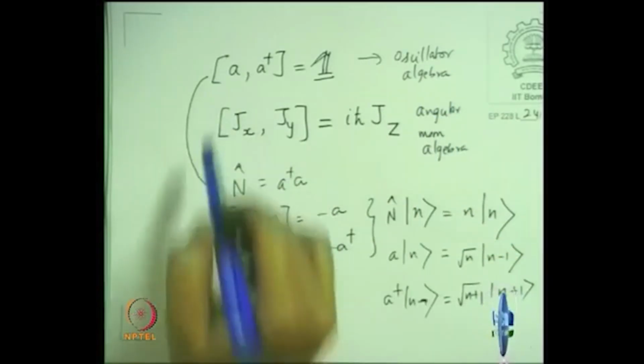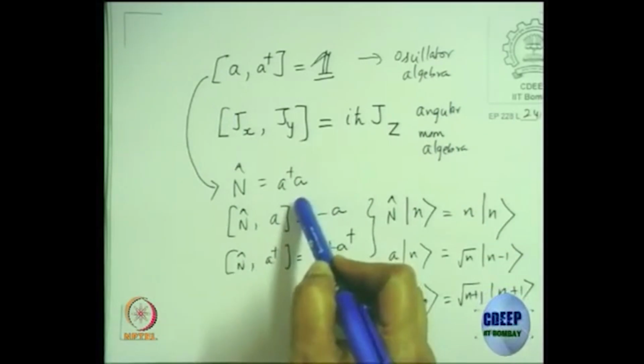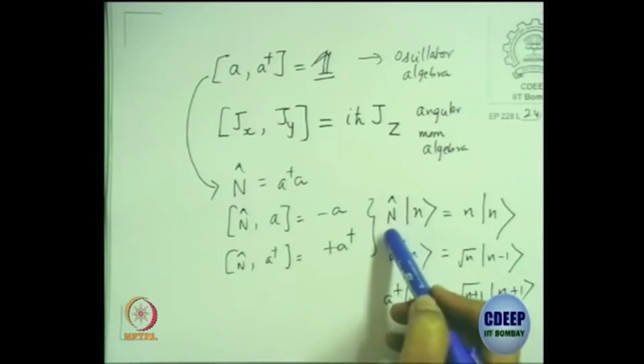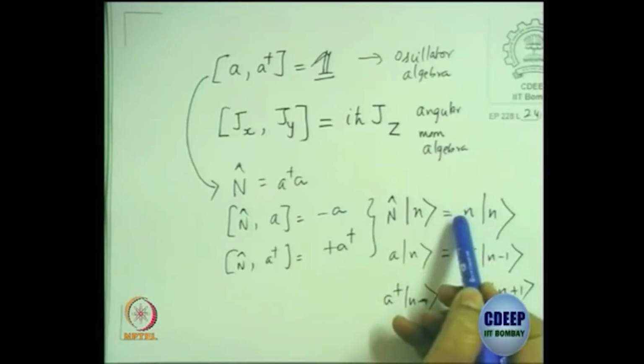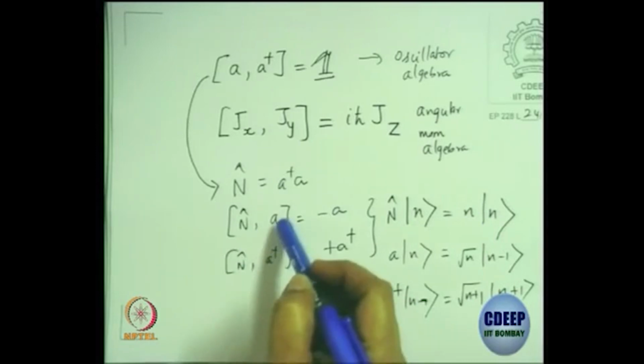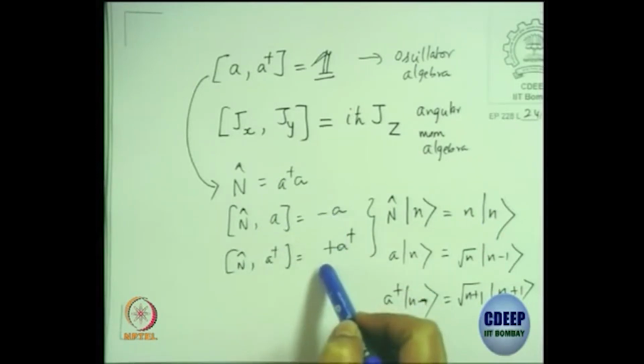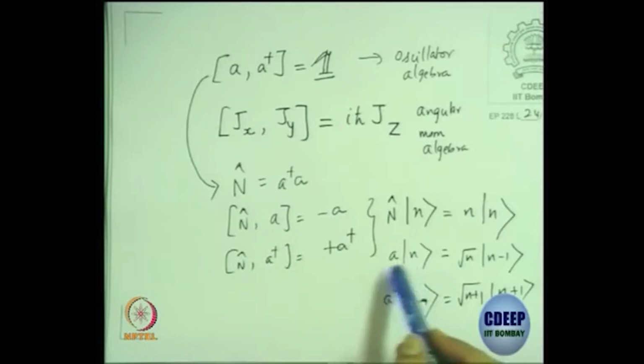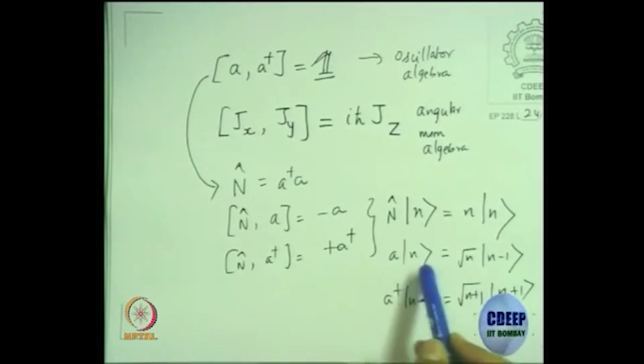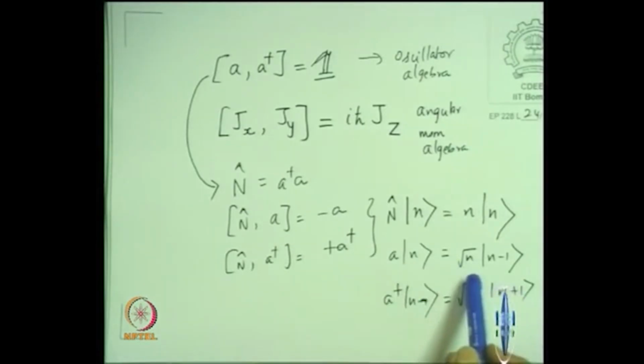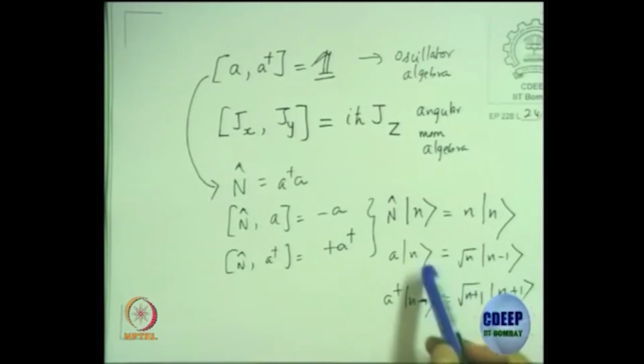So the number operator for the oscillator algebra has an eigenstate n with eigenvalue n, and with the number operator the two ladder operators have this commutator relation, and from this we can determine A on n is square root n times n minus 1. It is a lowering operator, and similarly A dagger is a raising operator.